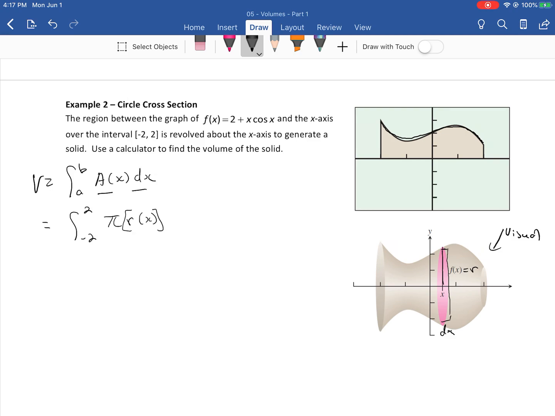I then go, okay, that's going to be pi times the radius squared. That's how I handle that. I like to be able to see that, okay, we're talking about circular cross sections, so it's going to be pi r squared every single time. And then what's the radius every time? Well, the radius is the function value every time. So then I get the function that they gave us, which was 2 plus x cos x.